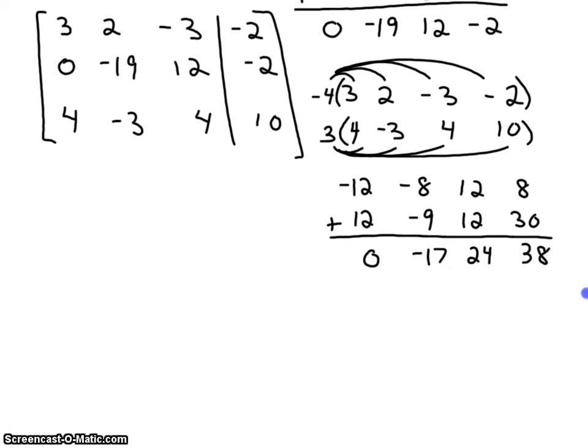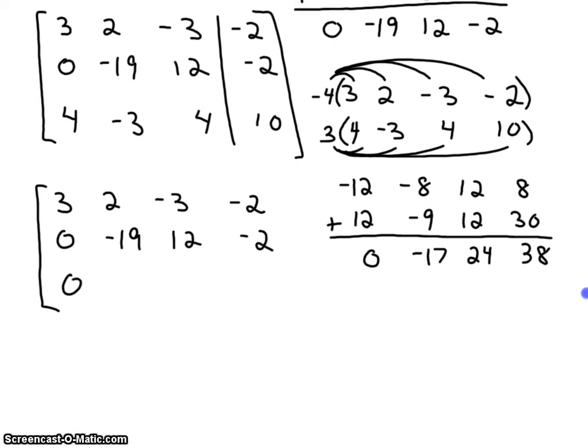So when I do this, I'm just adding each column. Now I'm going to replace row 3 with that result. So keep row 1 the way it is. Keep row 2 the way it is. Now replace row 3 with the result you just obtained.